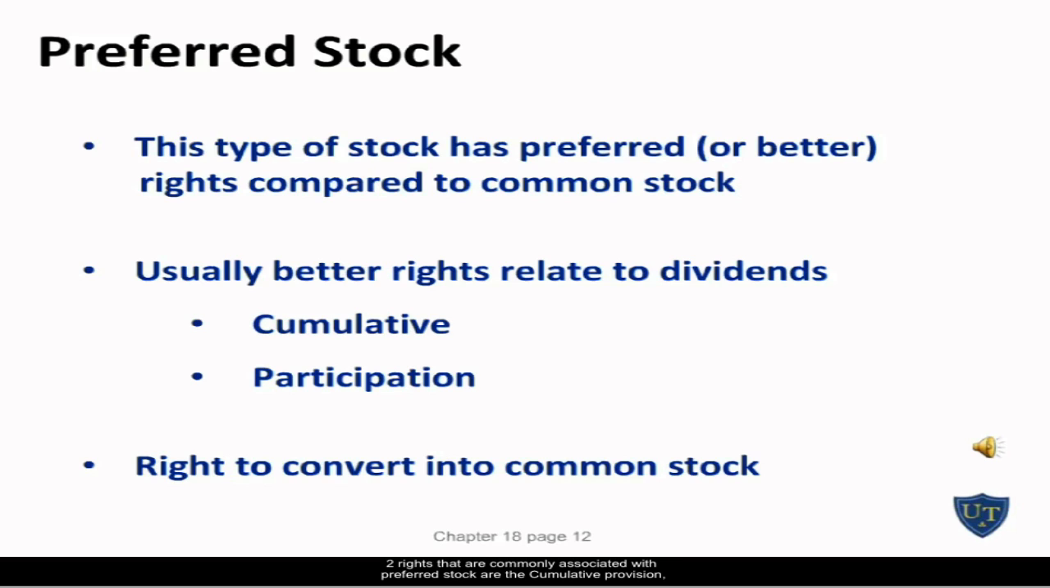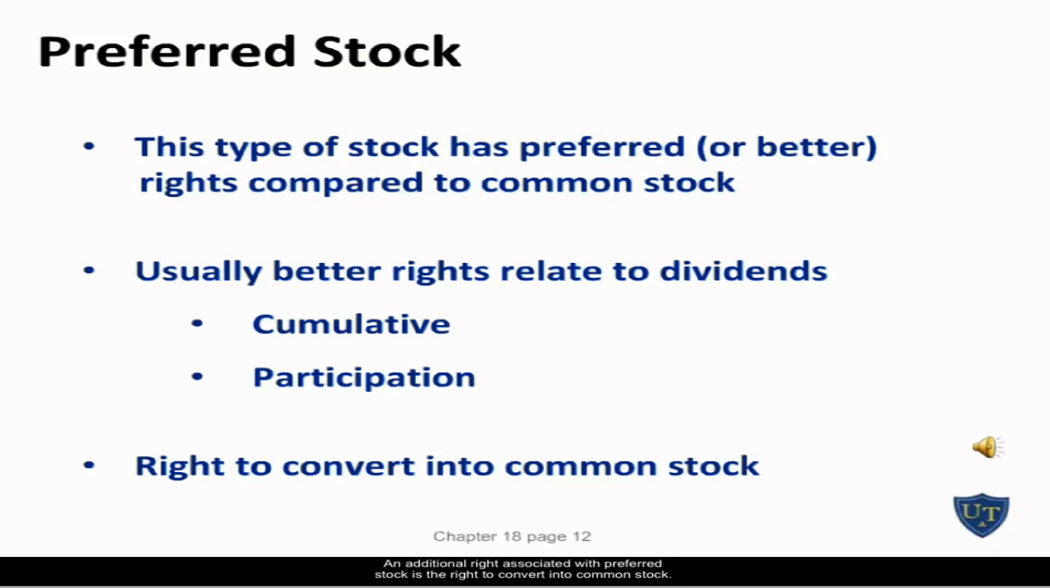Two rights that are commonly associated with preferred stock are the cumulative provision, which means that dividends that are skipped in one year must be paid before the common shareholders can receive a dividend. And the second preferential right to dividends is participation. This means that the preferred shareholders would receive a stated return and some of the distributions beyond that percentage.